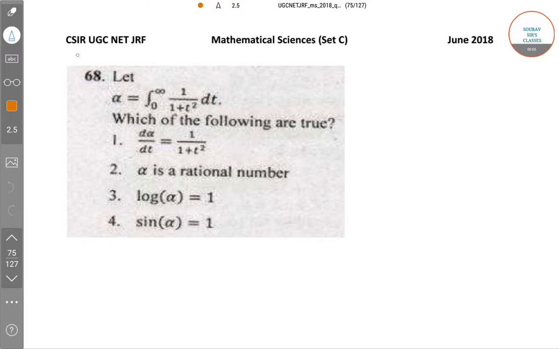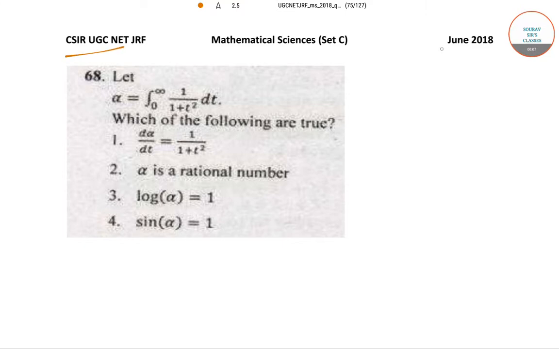Today we'll be solving the CSIR UGC NET questions from the June 2018 paper. We'll be solving the set C, which is the mathematical sciences paper. So let's start off with question number 68.